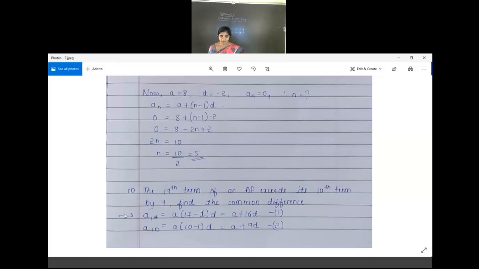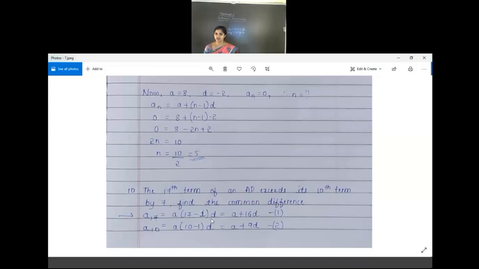Got the idea of the problem? See here, the 17th term of an AP exceeds its 10th term by 7. Clear? Then, what is the meaning of this actually? So, find the common difference. We have to find out the common difference of this AP.